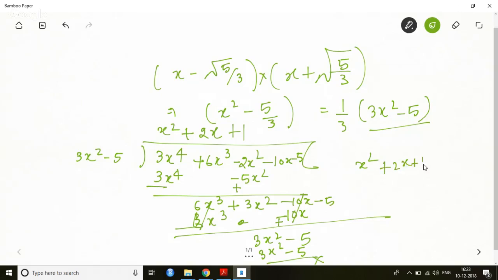So x square plus 2x plus 1 is 0. It means that x plus 1 whole square is 0. So x is equal to minus 1. This is it. Now let me go to question 15.